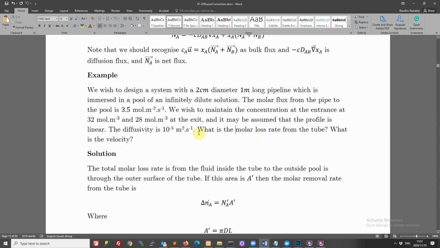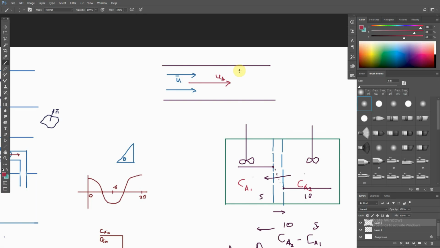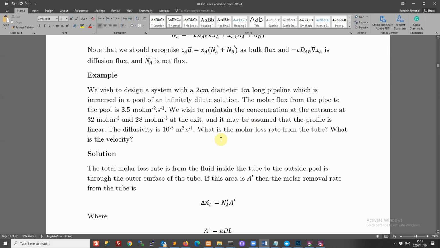So there's some diffusion out of the tube, across the walls of the tube, right? So we've got some diffusion in this direction. So we've got diffusion out of the tube. We've got one concentration here, we've got another concentration there, and we have a flow rate. Well, we are given it as a flux. Right, so we want to know what's the molar loss rate from the tube, what's the velocity.